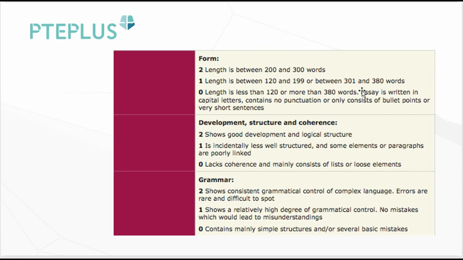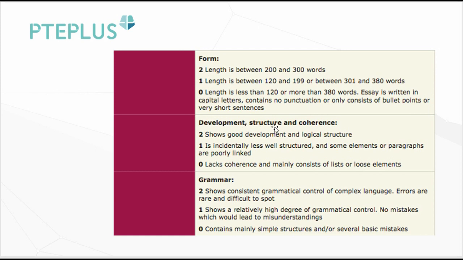And remember, here it also says that the essay is written in capital letters or contains no punctuation. A lot of students are confused when they see the capital letter part. Obviously you should be having capital letters, but only at the start of sentences, for pronouns and names and the like. Obviously you're not putting the whole paragraph in capital letters. That would be an example of where you'd get 0. Or it contains no punctuation or only consists of bullet points or very short sentences. So once again, make sure we do not use bullet points and we do use punctuation in order to get the marks allocated here towards form.